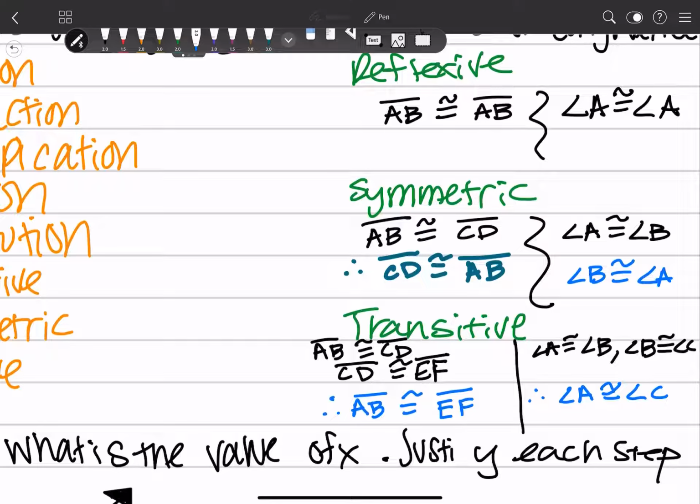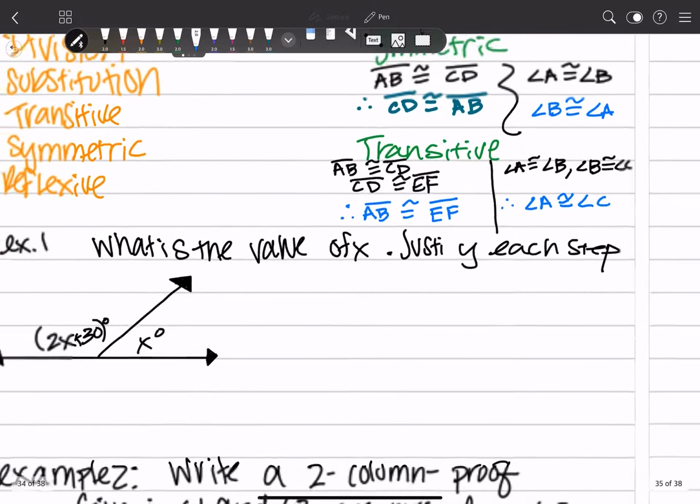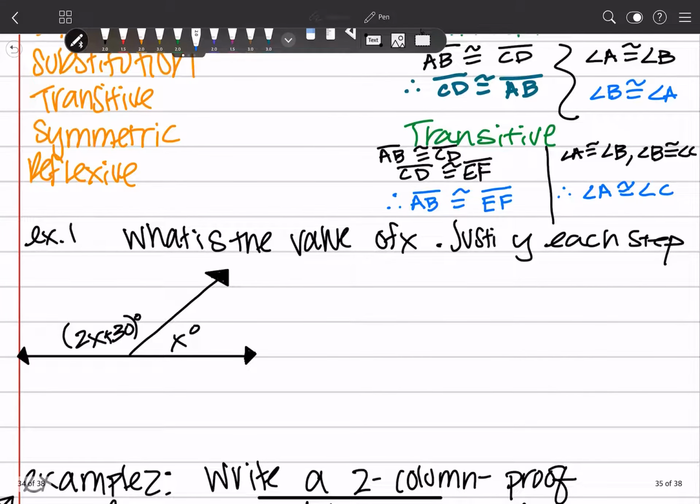All right, so we're going to be using this for 2-column proofs. Now, we did talk about 2-column proofs a little bit last time. You got exposed to them. Now what we're going to do is we're going to try to solve it. This is just an algebraic proof. So the question we are being asked is, what is the value of x? So we have to solve for x, and we have to justify each step. Why did you do what you did?